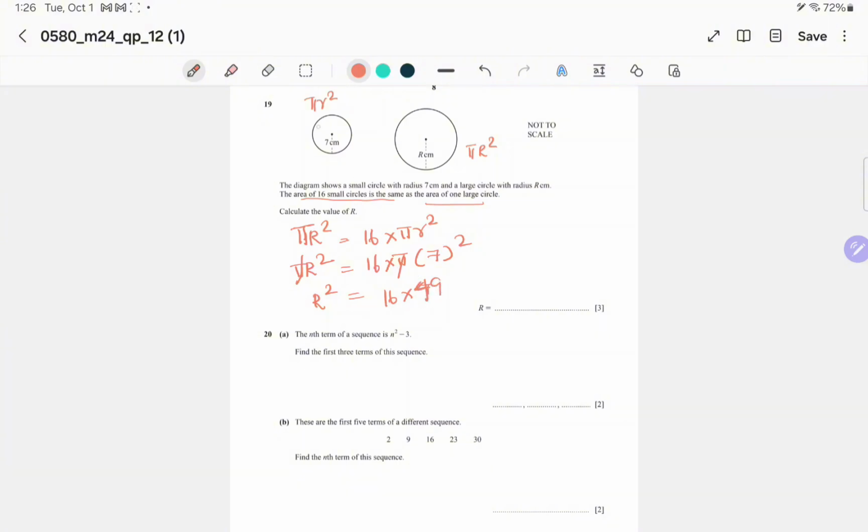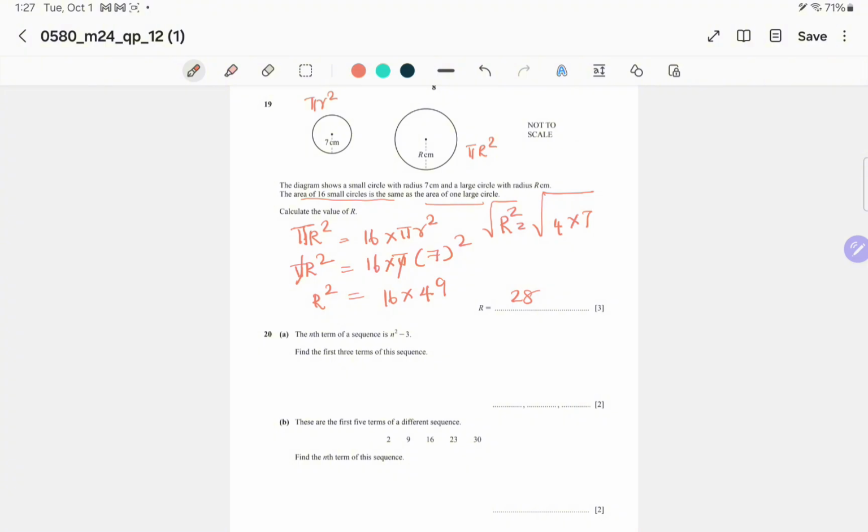It is 49. Taking the square root on both sides, r is equal to 4 into 7, which is 28. Okay, can we go to the next question? Up to this is clear.